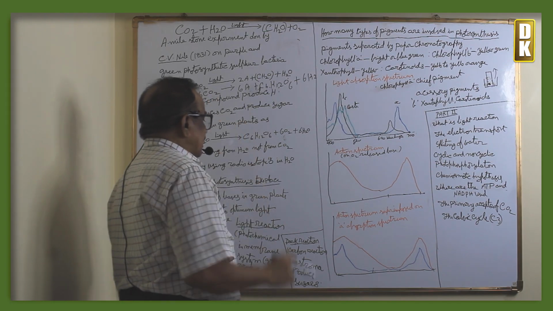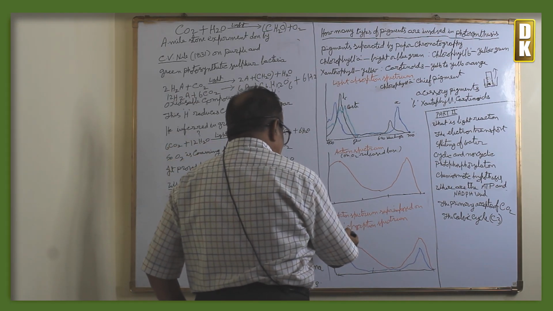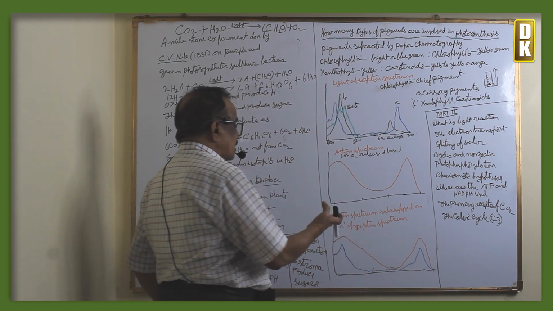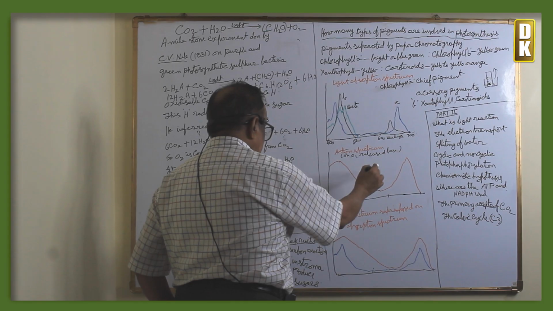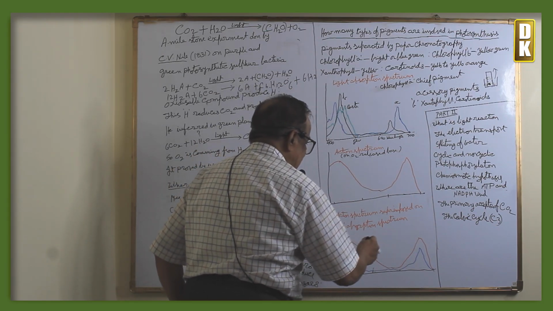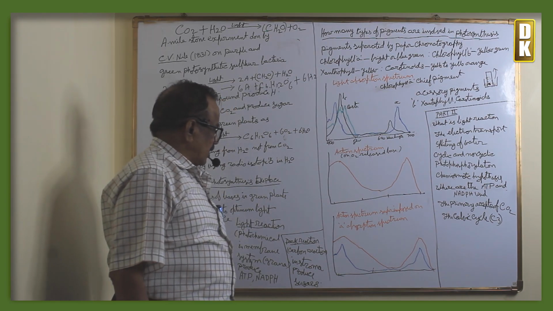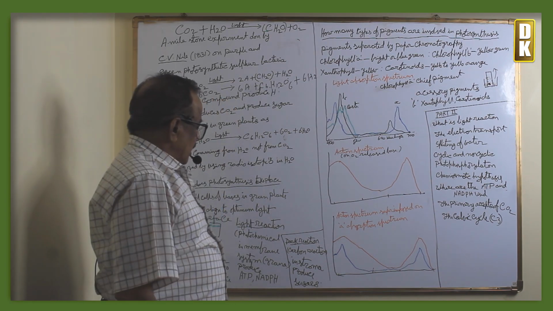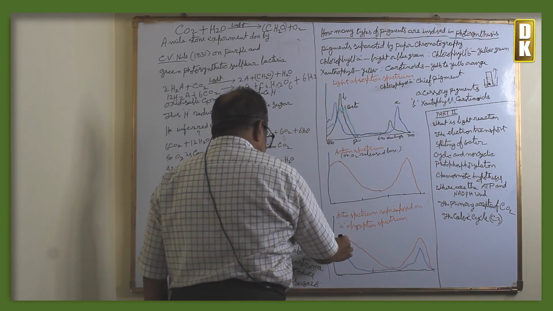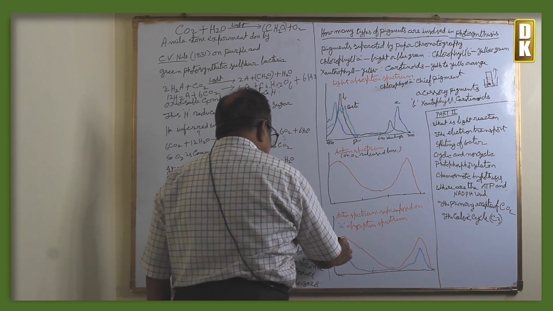Next, one more he has given: the action spectrum superposed on the absorption spectrum. What is this? This is the action spectrum, superposed on chlorophyll absorption, and what is the relation? Try to understand it. Now I will tell the answer. Where chlorophyll A is absorbing more, there only the photosynthetic rate is more.